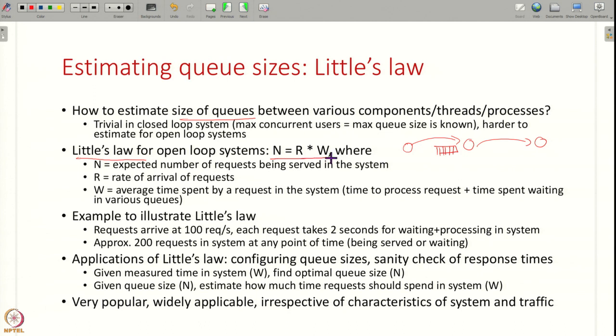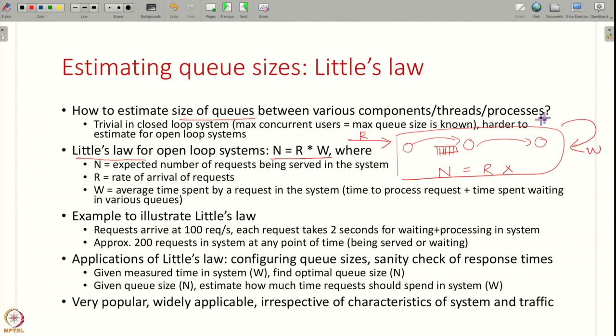This is a very famous law, very popular and widely applicable. No matter what your traffic arrival characteristics, your service demand characteristics, or distributions are, it always applies. It is a very beautiful law. What it says is that the number of requests in your system, either being queued or being served, whatever it is, the total in your system, is equal to the rate at which requests arrive into your system multiplied by the average time requests spend in the system.